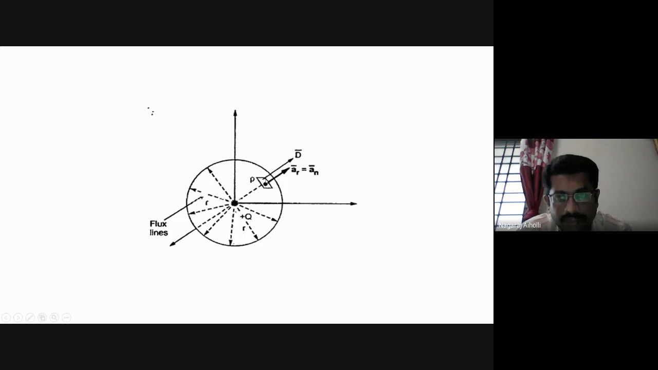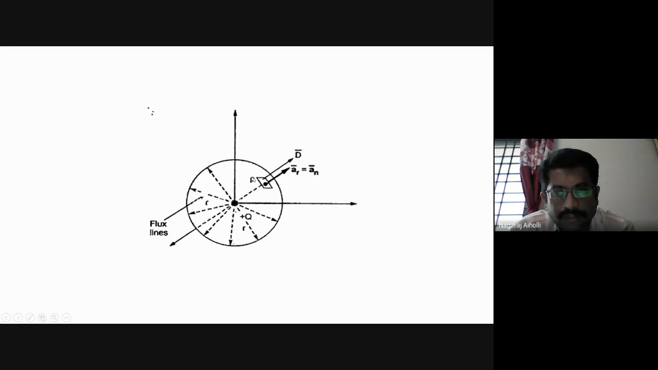Okay. Then D bar, this is the electric flux density D bar. aR bar, that is the radial vector, is as good as the normal component because both are the same. Normal to this small surface dS, the radius vector and the normal vector are almost the same. Hence we are considering aR bar is equal to aN bar.